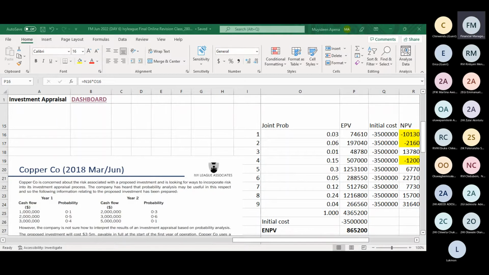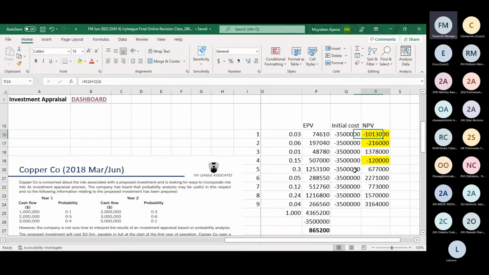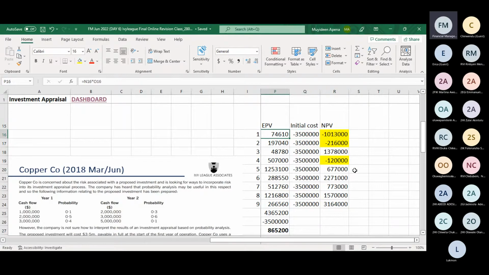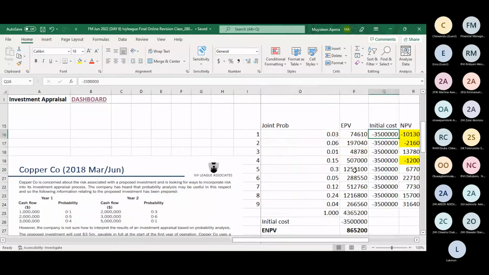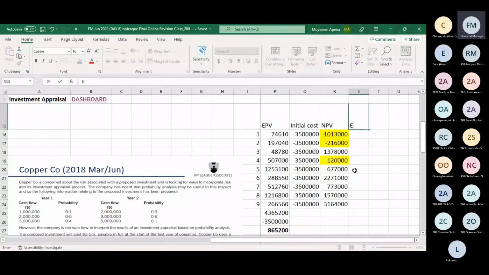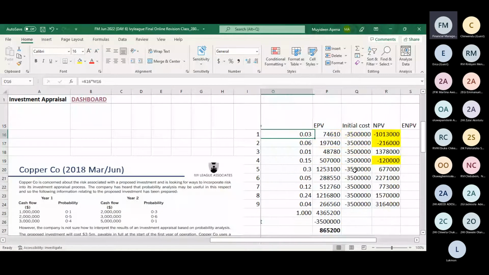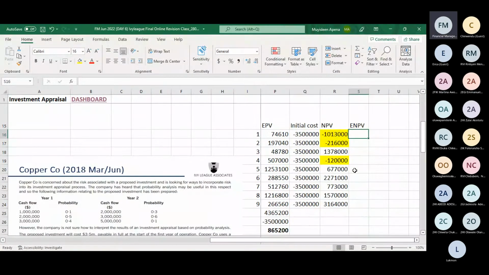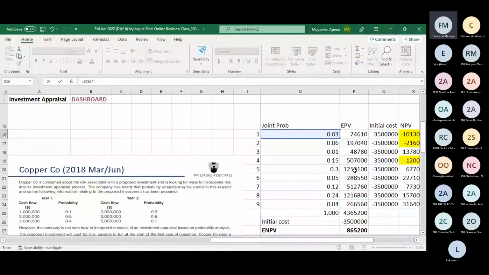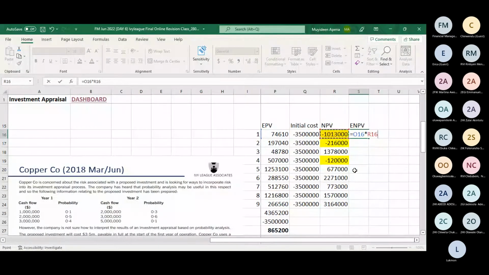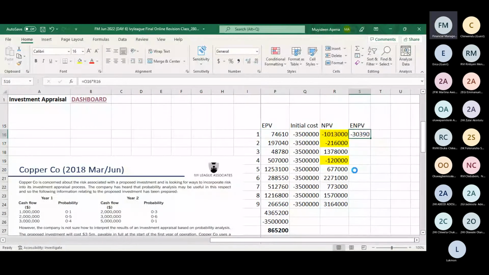Let me demonstrate something here so that you can see how this works. Look at this. You can calculate expected net present value for each scenario as well. So this is what you are going to do. The joint probabilities here will multiply by the NPV, so we'll get expected net present value for each scenario.